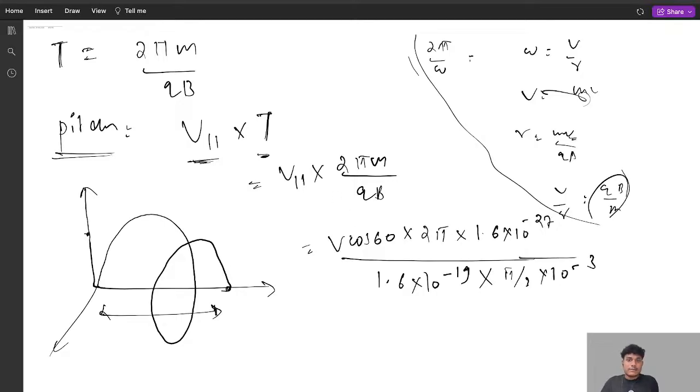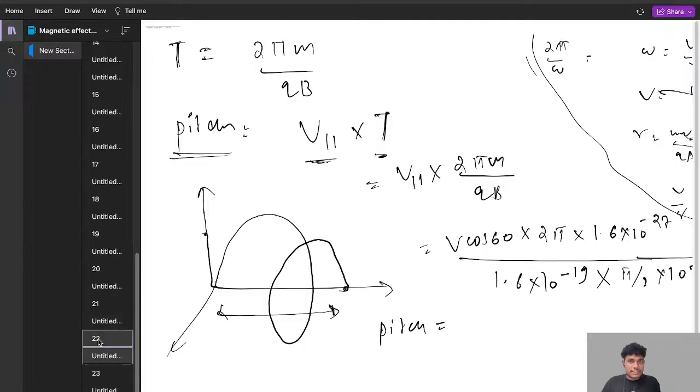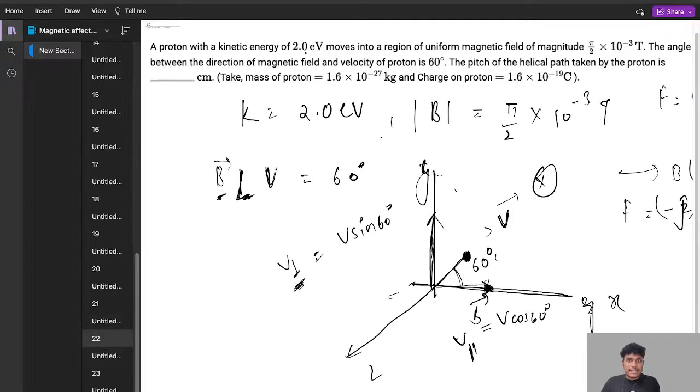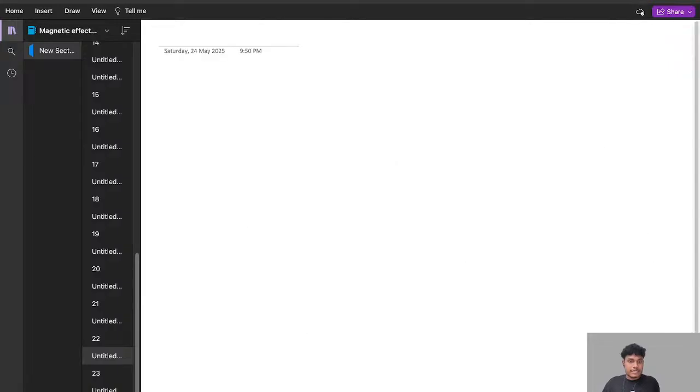From here we get pitch is equal to, what is velocity? Let me once check the velocity. A particle, okay, kinetic energy is given. We can find the velocity. Let me add one extra page.